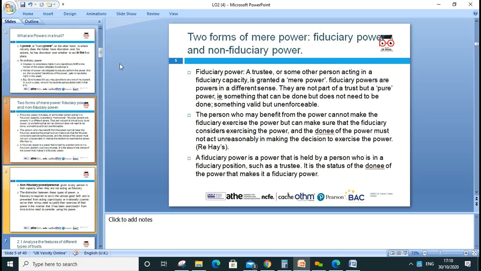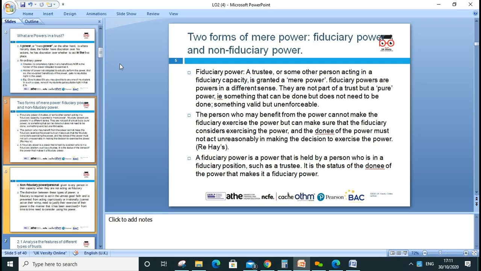Okay. Next, two forms of powers. The first is called fiduciary power, and the other is non-fiduciary. In a fiduciary power, the power is being delegated to someone. By law, a trustee or some other person acts in a fiduciary capacity. They don't have their own property, they have the property of someone else. The power is being granted to them, like a CEO who is not the owner of the company, but through the AGM, annual general meeting, they become CEO and they have that power.